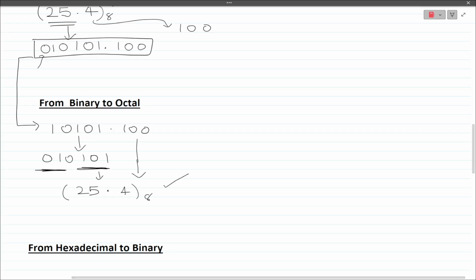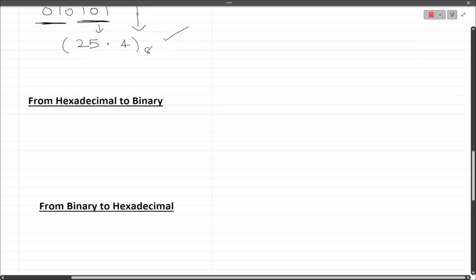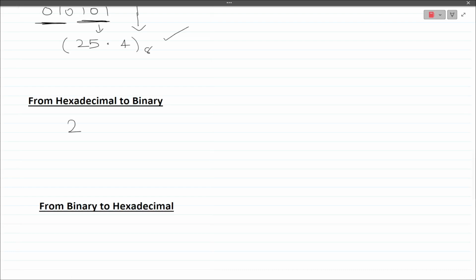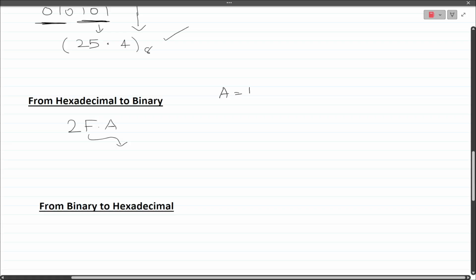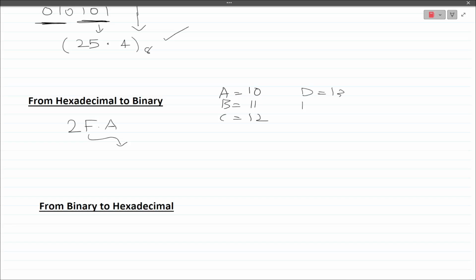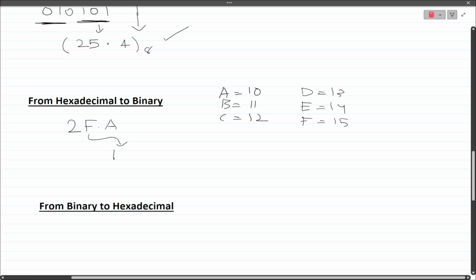Similarly, I will be doing something in my hexadecimal. Hexadecimal to binary, similar things. Suppose here I've taken 2F.A. Okay, let me take this. Now, how to deal with this? Convert this F to binary, but with 4 digits. So A is 10, B is 11, C is 12, D is 13, E is 14, F is 15. So F is nothing but 15. I need to convert my F to binary. So 15 means it will be 1111.